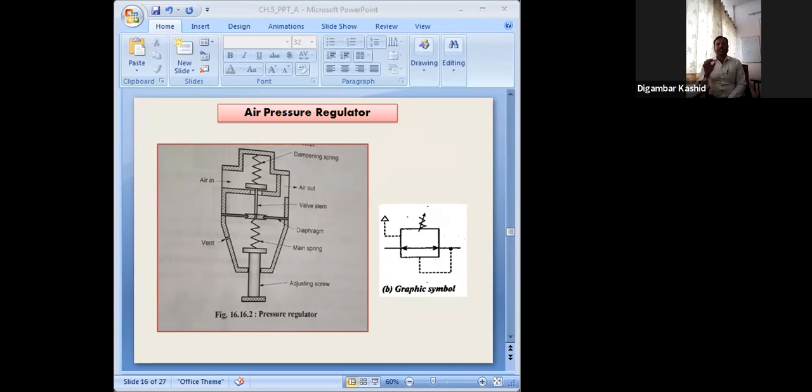Very simple. The outlet pressure depends upon the size of the valve opening, and this is determined by the compression of the adjustable spring. The higher the spring compression, the more the amount of opening. Getting it?